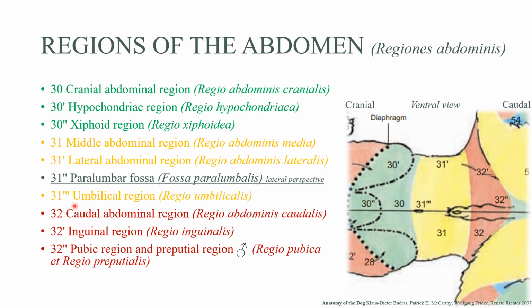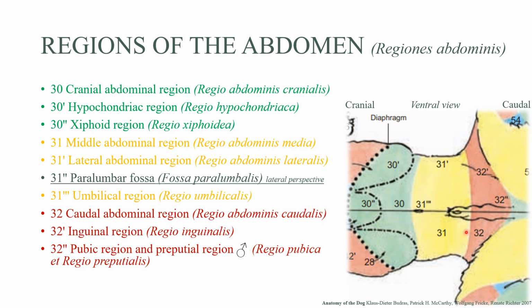And then we have the umbilical region, Regio umbilicalis, which is right here. This is where the umbilical cord used to attach, and now this is just this region left right here. Then we have the caudal abdominal region in red, 32, or the back region of the stomach, which is right here.